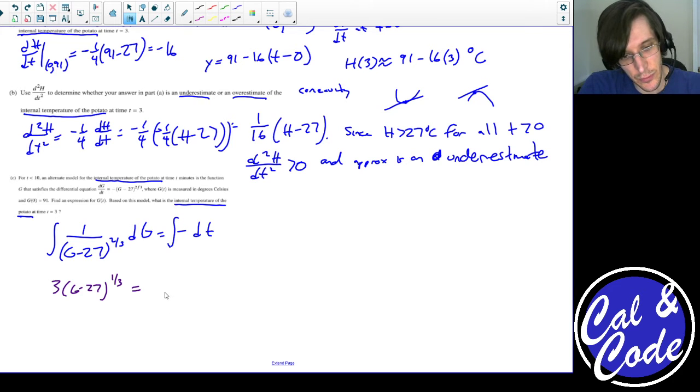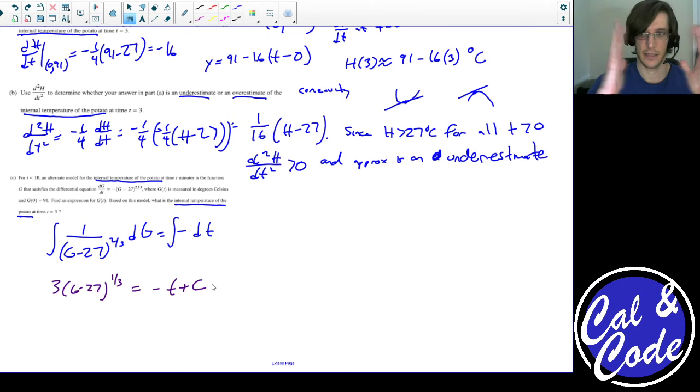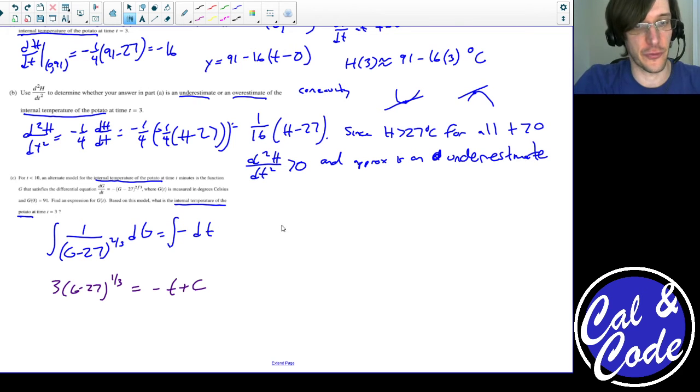That is going to equal negative t plus a c. So I've separated, I've integrated. I did not forget my plus c, right? Separate, integrate, don't forget your c. Okay, so we did that part. And now I'm going to use my initial condition so I don't lose my credit there.